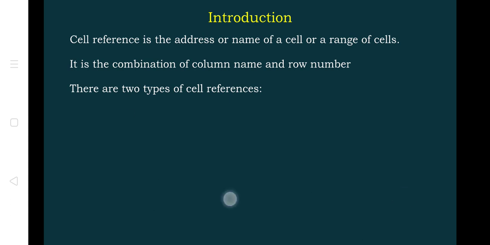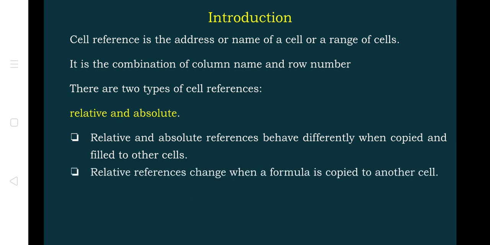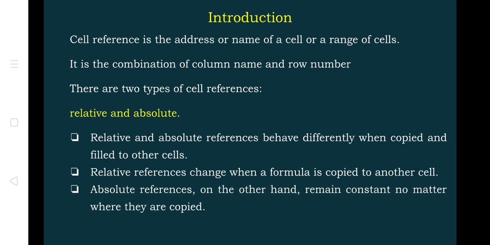There are two types of cell references, relative and absolute. Relative and absolute references behave differently when copied and filled to other cells. Normally when you are doing the process, you type the formula in one cell and copy down the value to many cells. The formulas will be copied in a different way, where the formulas are substituted for all the cells we are dragging. Relative references change when a formula is copied to another cell. Absolute references, on the other hand, remain constant no matter where they are copied.